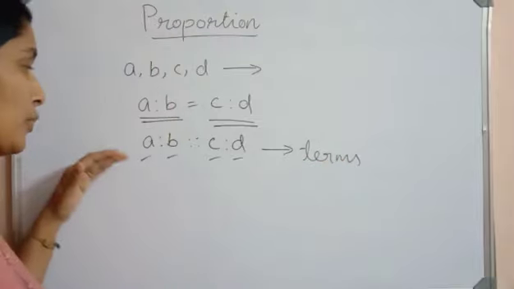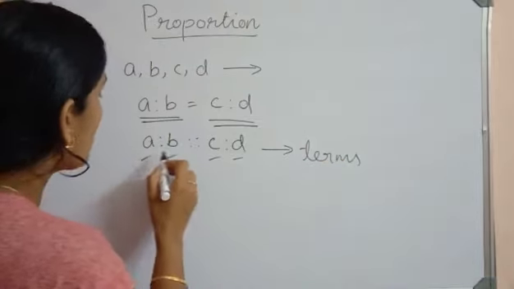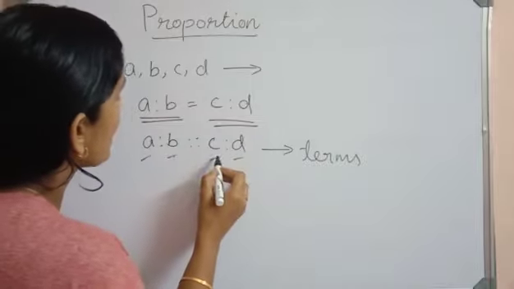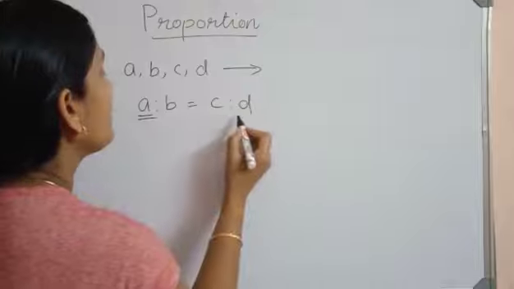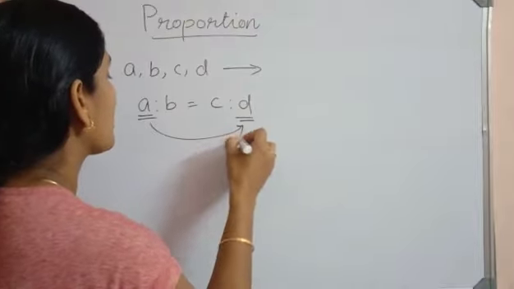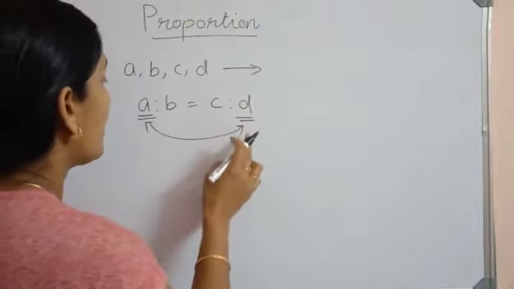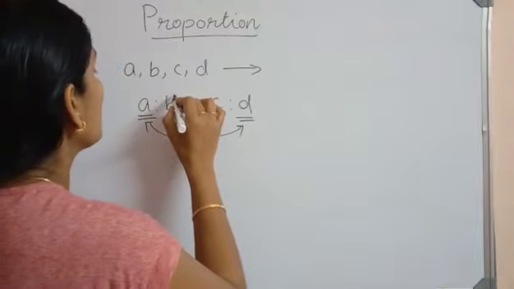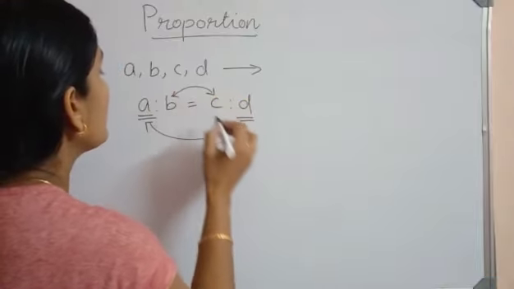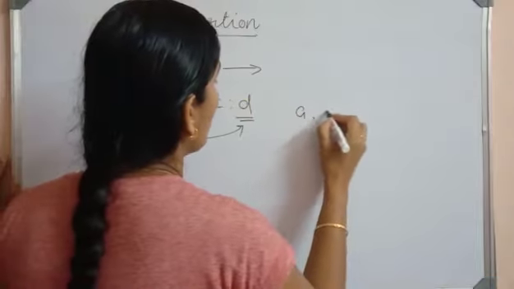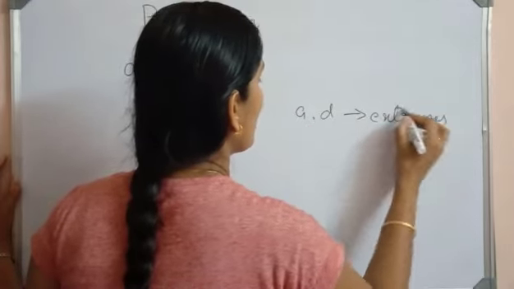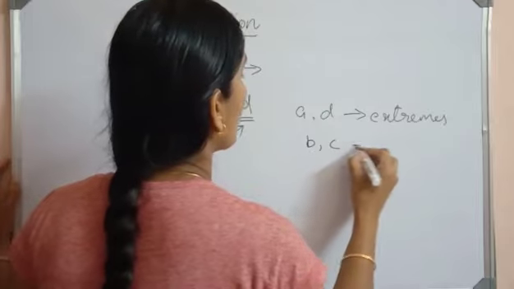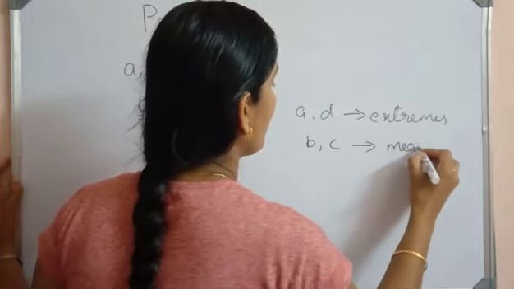A is the first term, B is the second term, C is the third term and D is the fourth term. Here A and D are the extremes. The terms A and D are extremes and the terms B and C are called as the means. A, D are extremes and B and C are called as the means.